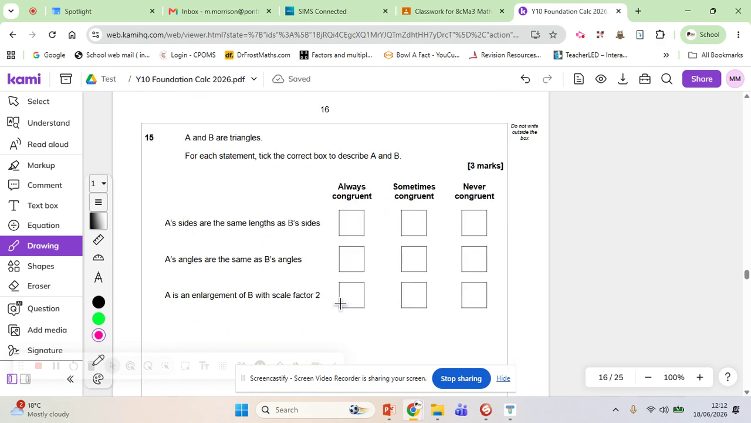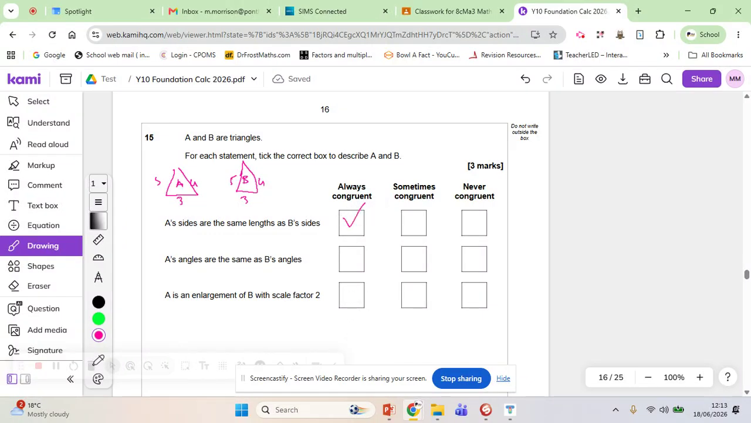Question 15. A and B are triangles. Okay, so there's triangle A, there's triangle B, just so I've got something to go with in my head. For each statement, tick the box that describes. A's sides are the same lengths as B's sides. So if they were the same, for example 3, 4, 5, and this was 3, 4, 5, then that means it must be congruent.